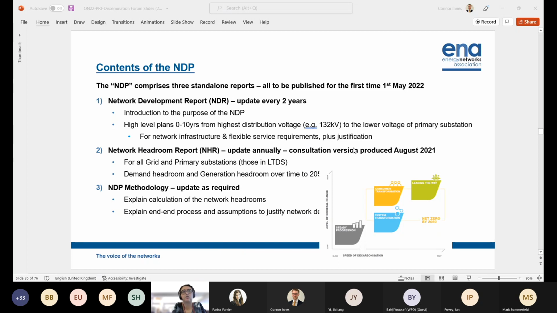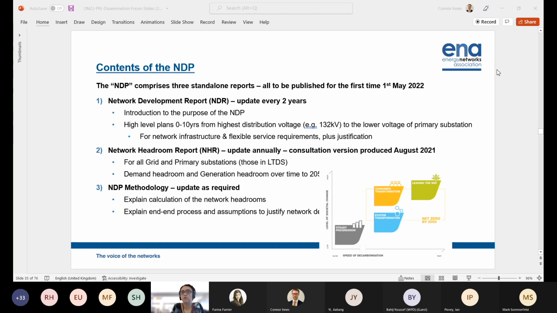And that's going to set out for all of our grid, otherwise known as bulk supply point, and primary substations. So for all the substations that are in the long-term development statement, we are setting out demand headroom and generation headroom over time to 2050 in our 4 distribution future energy scenarios.